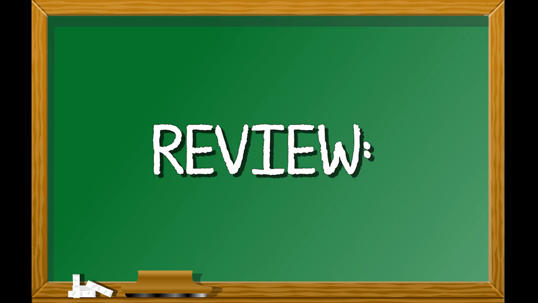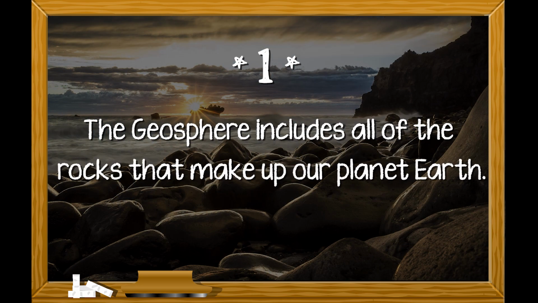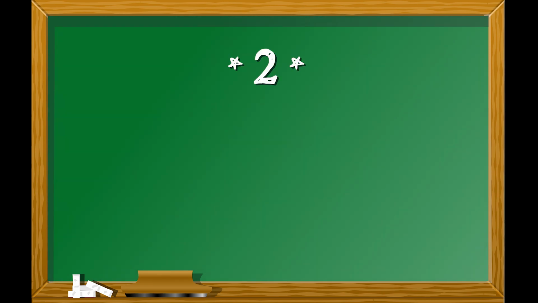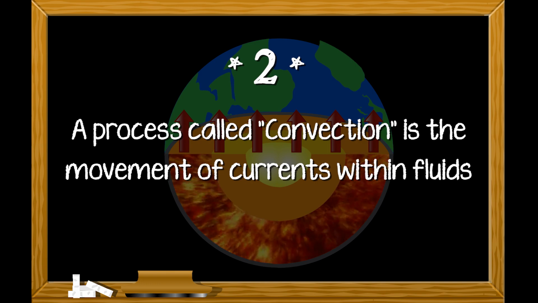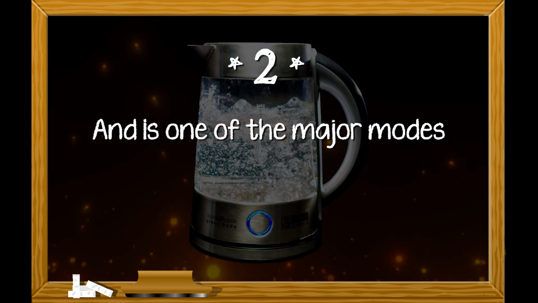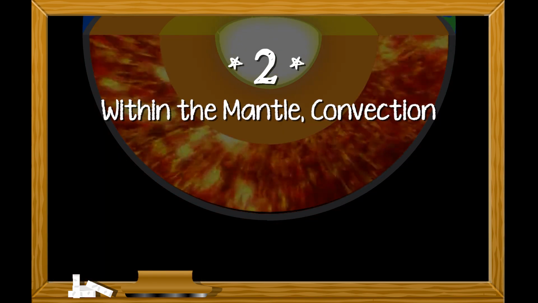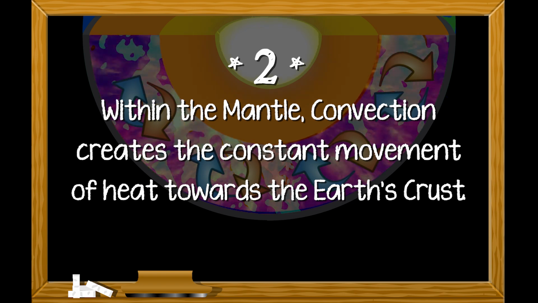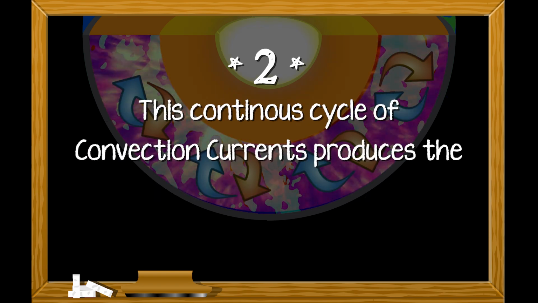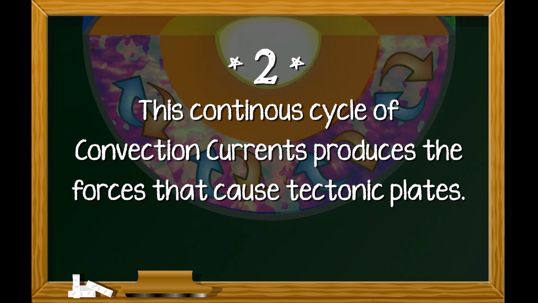So let's review what we have just learned. First, the geosphere includes all of the rocks that make up our planet Earth. Second, a process called convection is the movement of currents within fluids and is one of the major modes of heat transfer. Within the mantle, convection creates the constant movement of heat towards the Earth's crust. This continuous cycle of convection currents produces the forces that cause tectonic plates.